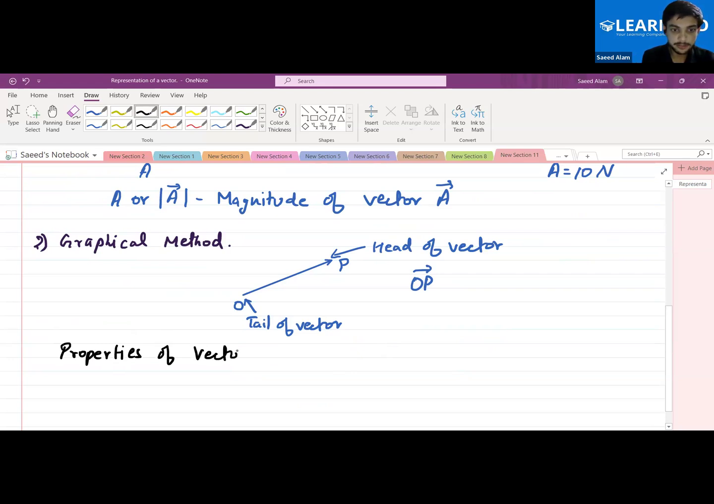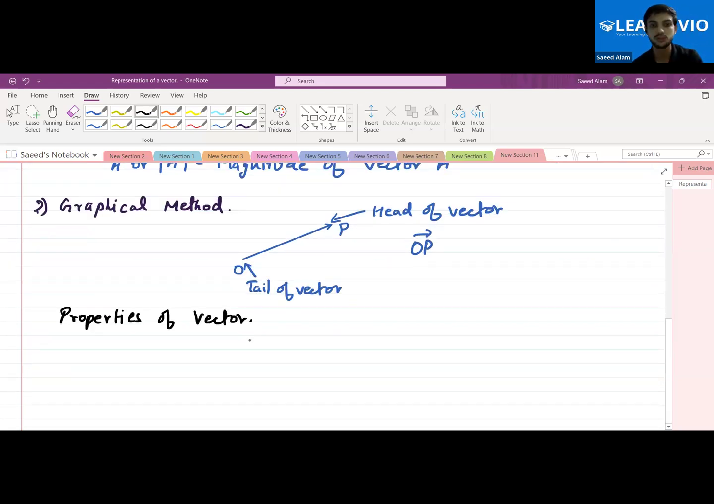Of vector. What do we mean by the properties of vector? What are the properties that this particular vector used to follow? Understood? So first thing, the property of the vector is that vector remains unchanged if we shift it parallelly. What do we mean from this?